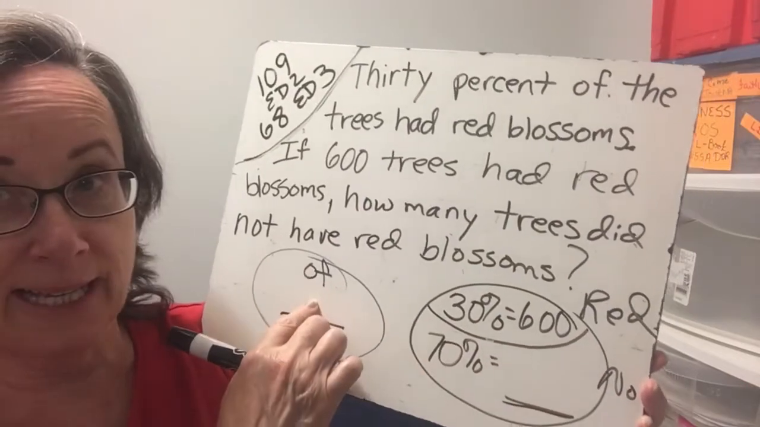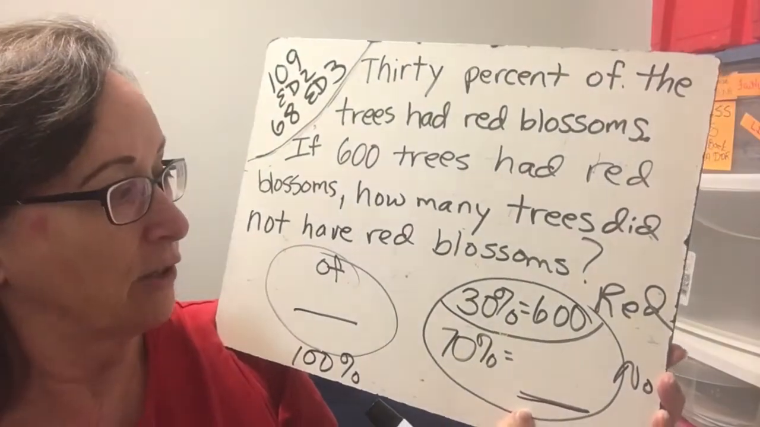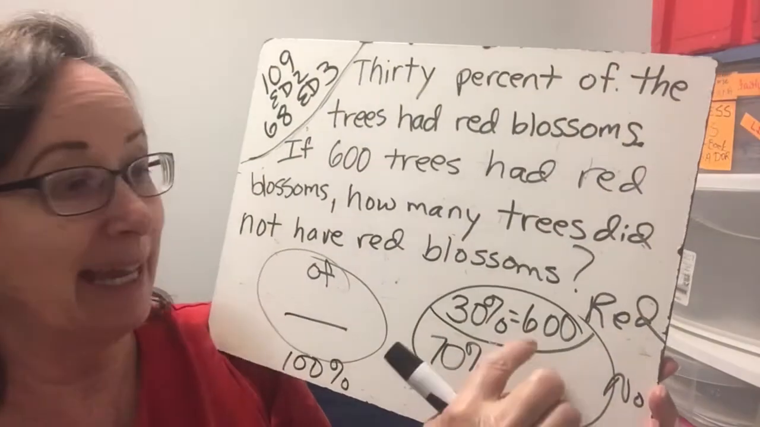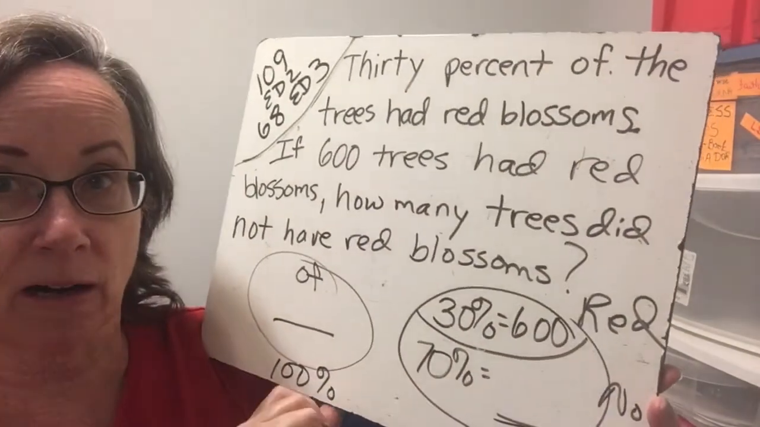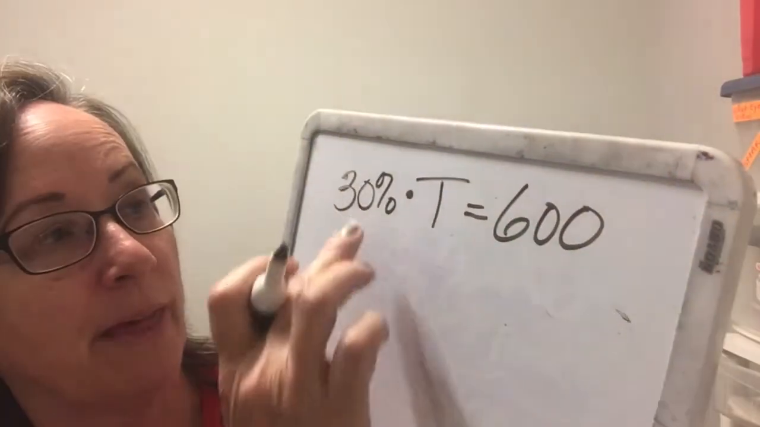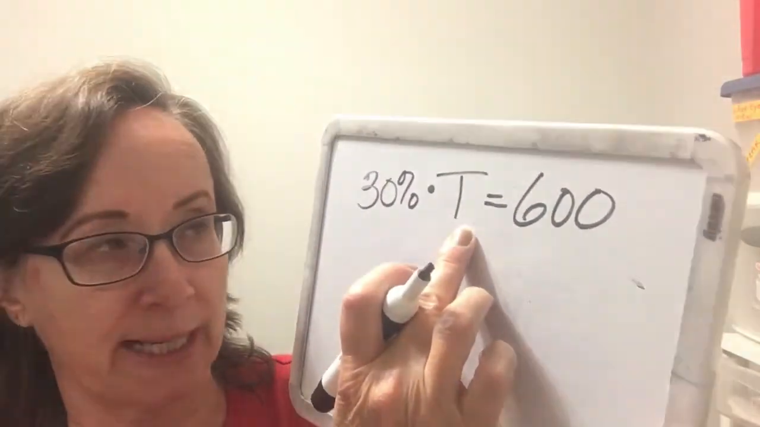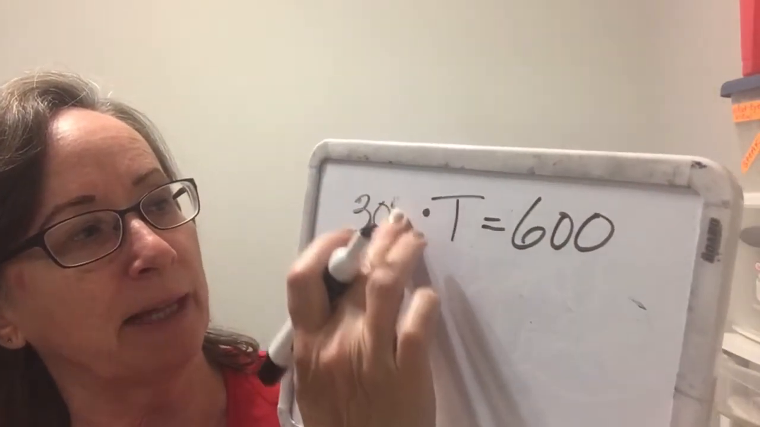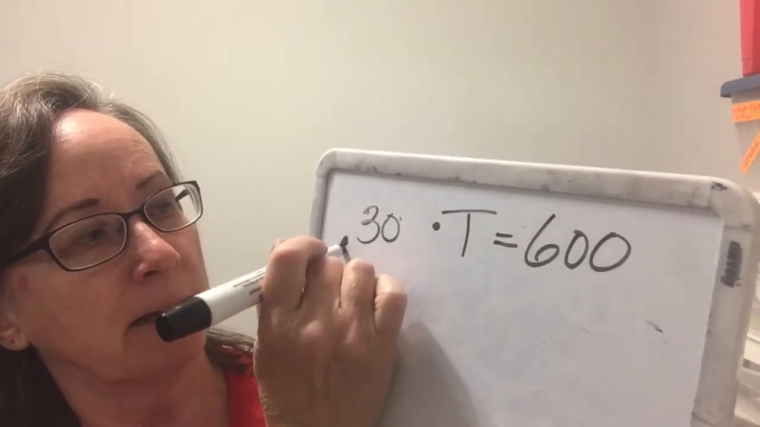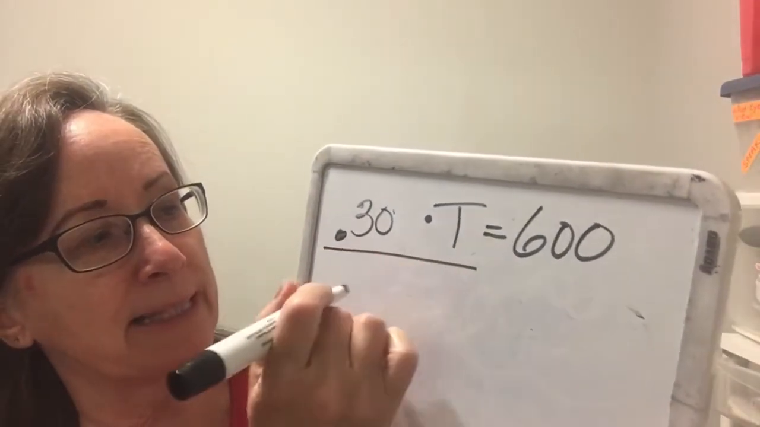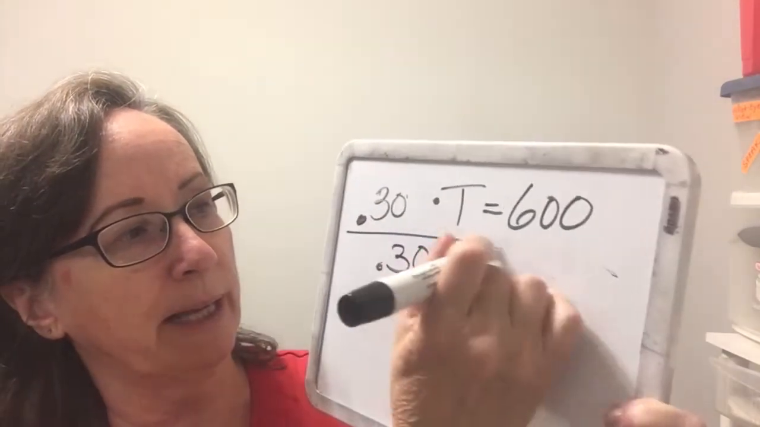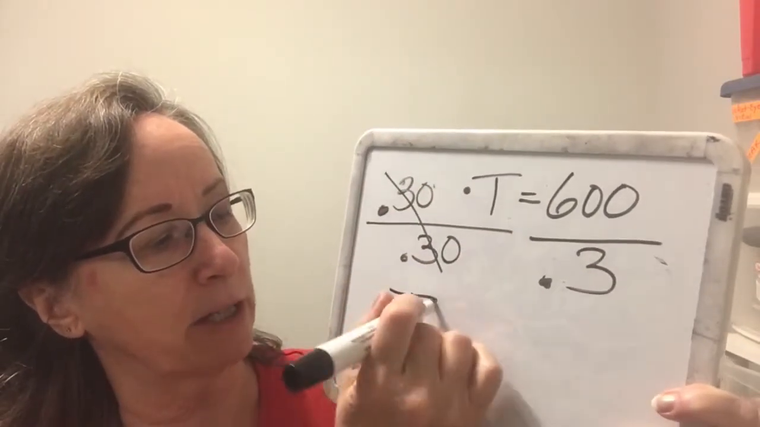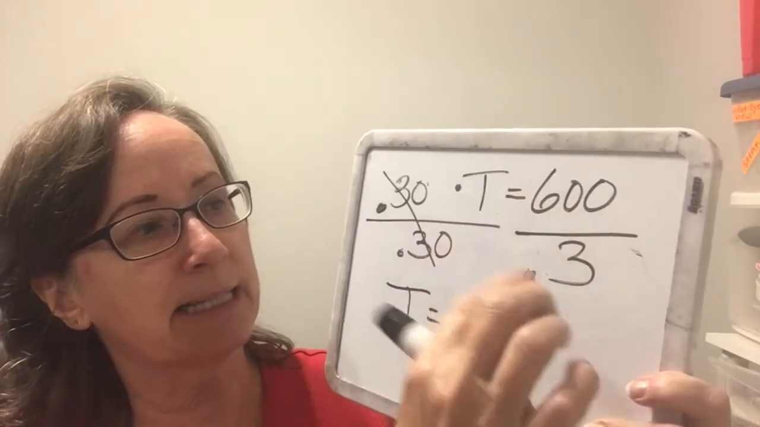So how many trees did not have the red blossoms? Now we're going to have to figure out this in order to figure out this. So we're going to say 30% of the total number of trees is 600. So that will be our equation. So here's our board. 30% of the total number of trees is 600, just like we said. So now the 30%, isn't that the same thing as 0.30? So now we're going to divide this side by 0.30, or 0.3, divide this side by 0.3. They're the same. So now these cancel, and we get the total number of trees is 600 divided by 0.3.